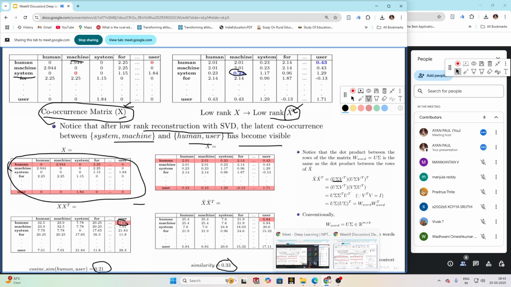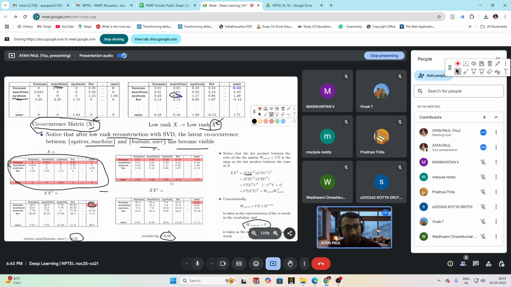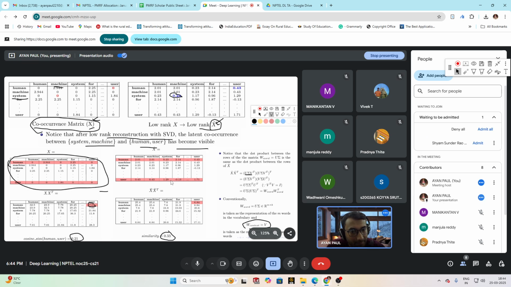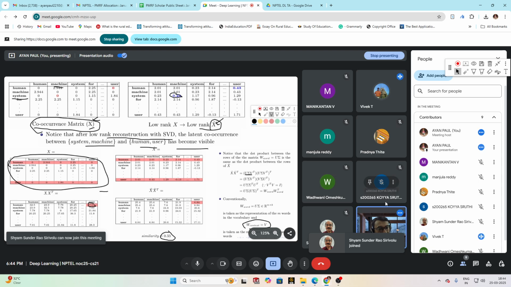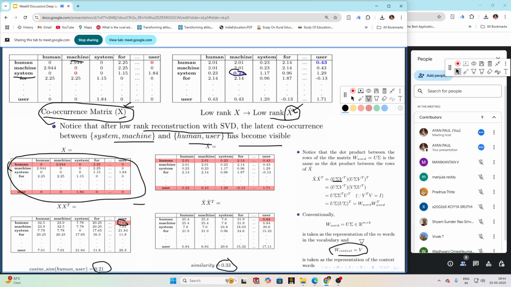So is it clear? I hope at least you got some intuition. It is not possible to learn SVD on NLP in one day, but at least you got some intuition why we are doing this. I hope it is somewhat clear. Clear, right? Am I audible? Yes sir, yes sir. Okay, audible.